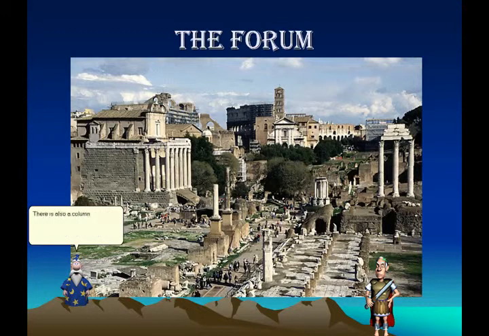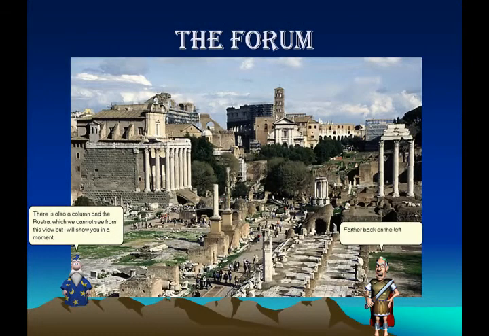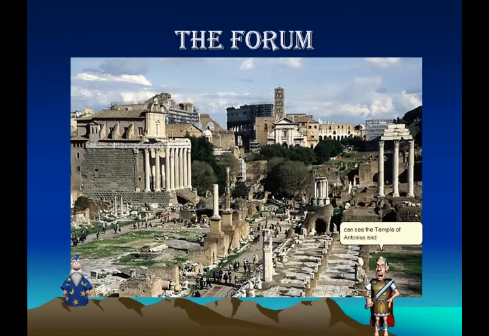There is also a column in the rostra which we cannot see from this view, but I will show you in a moment. Farther back, on the left you can see the temple of Antonius and Faustina. On the right in the foreground is the ruins of Basilica Julia, behind that the temple of Castor and Pollux and the temple of Vesta. But there is so much in this area we cannot see from this picture. Let me show you around.